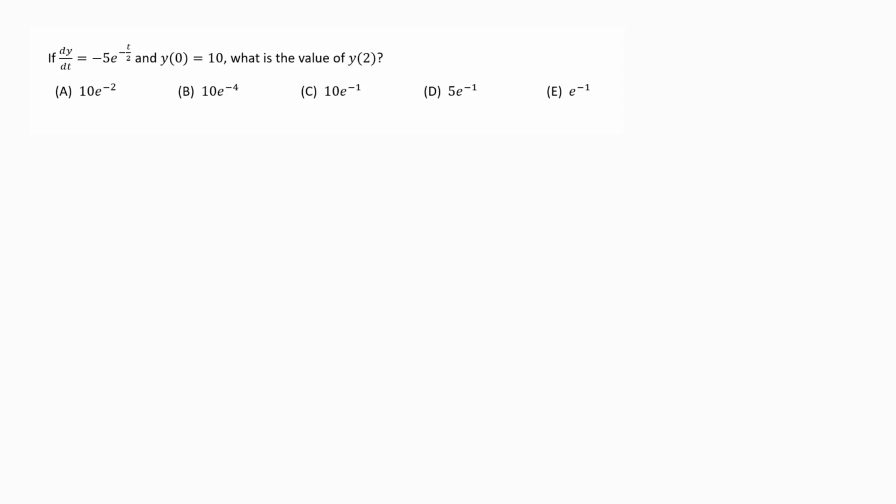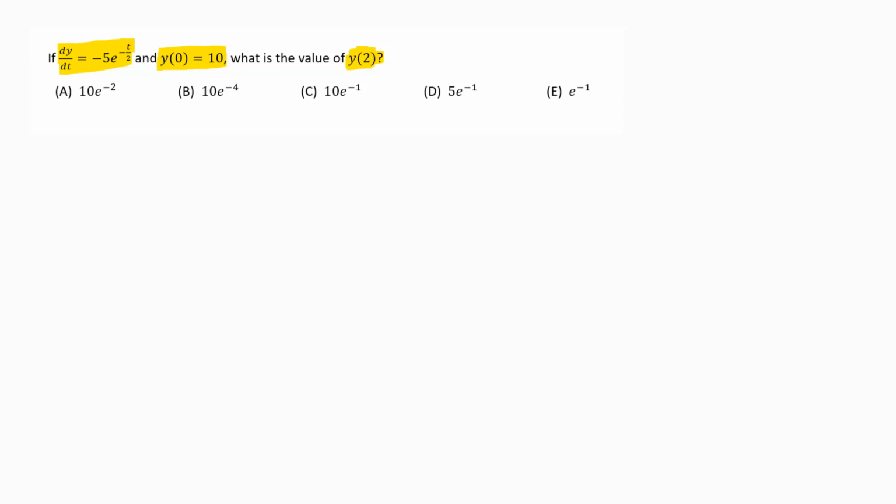In this AP Calc example, we're being given a derivative to start with: dy/dt equals negative 5e to the negative t over 2. Then they're giving us a point, not on the derivative, but on that original function. What they want us to do is use that information to find the value of y of 2.